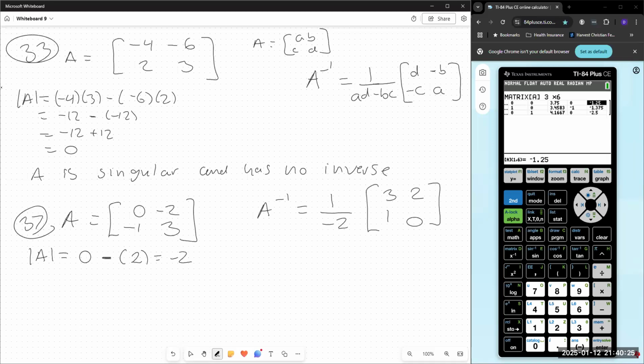And then my inverse here is going to be... is that what I'm supposed to do with 37?